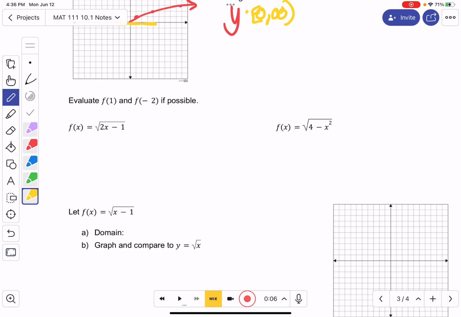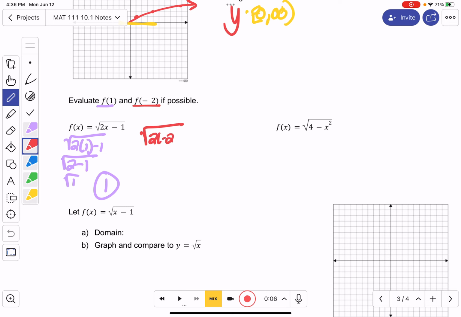Evaluate, again, just means to plug that number in. So if we were evaluating f of 1, we would rewrite this equation, but instead of the x, put 1. 2 times 1 is 2. 2 minus 1 is 1. And where we're evaluating, we just care about the principal square root, so the square root of 1 is 1. Let's do the same thing with -2. Well, 2 times -2 is -4. -4 minus 1 is -5. Can't take the square root of a negative, so there's no real answer.